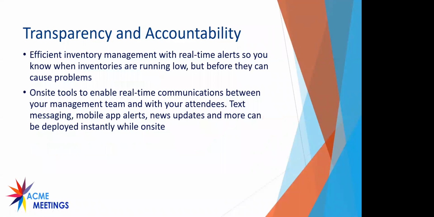We have an alert system, so we know when inventories are running low before they become a problem, and we'll share that with you. And we also have on-site tools for enabling real-time communications between us, you, and your attendees. You can text message, you can send out alerts, you can send out news updates, you can send out messages. All this can be handled instantly while on-site.